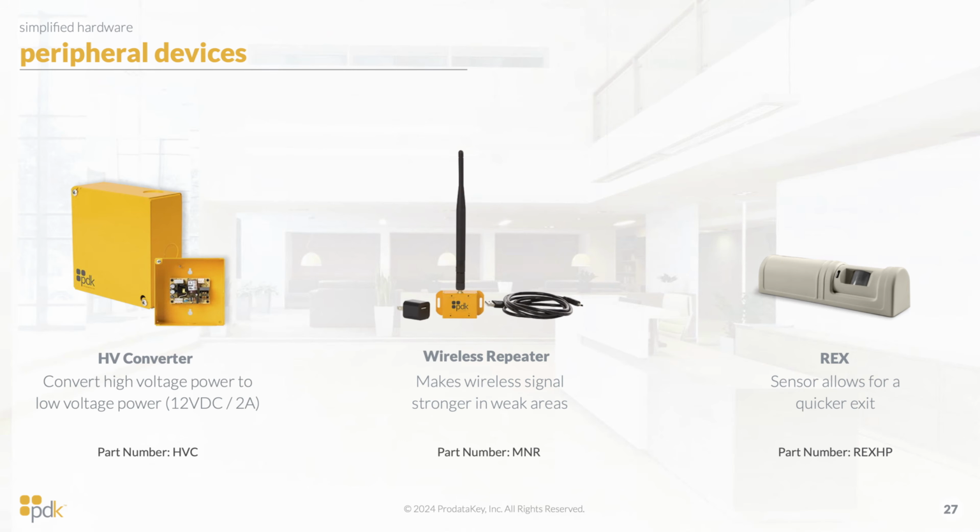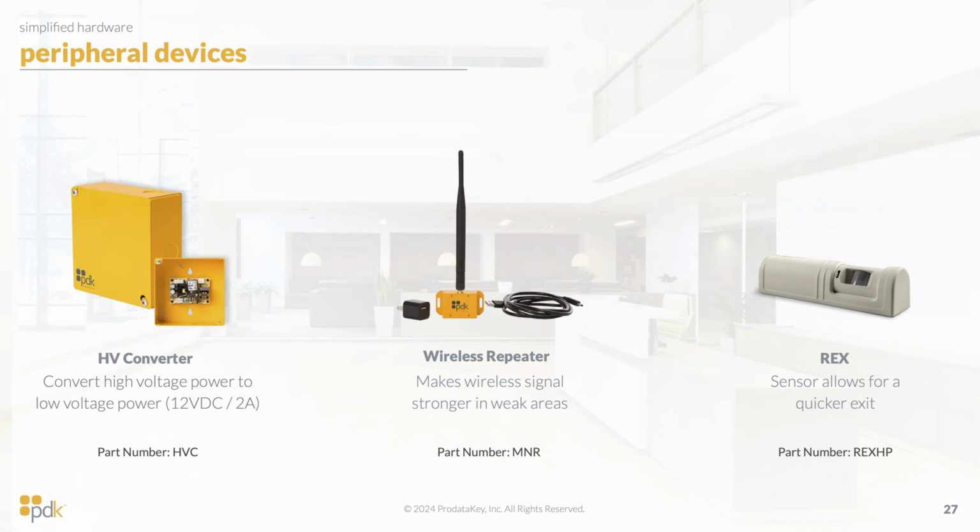So the high voltage converter is going to take high voltage and convert it down to low voltage, which is 12 volts and 2 amps. The part number for that is the HVC. The wireless repeater is going to strengthen the wireless connection. In other words, it's going to repeat the signal maybe between 2 controllers to strengthen the connection between otherwise 2 very weak controllers. That is going to be the M&R.